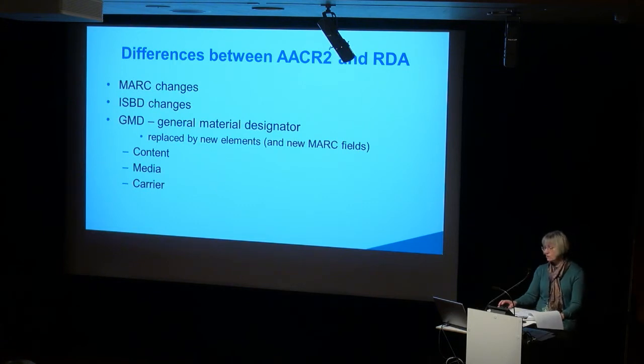Another big change is the GMD. We don't have it anymore. It's gone. It's now replaced by new elements and new MARC fields. Now we use content type, media type, and carrier type. Initially, we thought that content, media, and carrier might be one of the hardest things we'll have to get used to, but apart from a little bit of angst about dropping the GMD, our staff seems to have adapted very easily to using the content, media, and carrier types there.